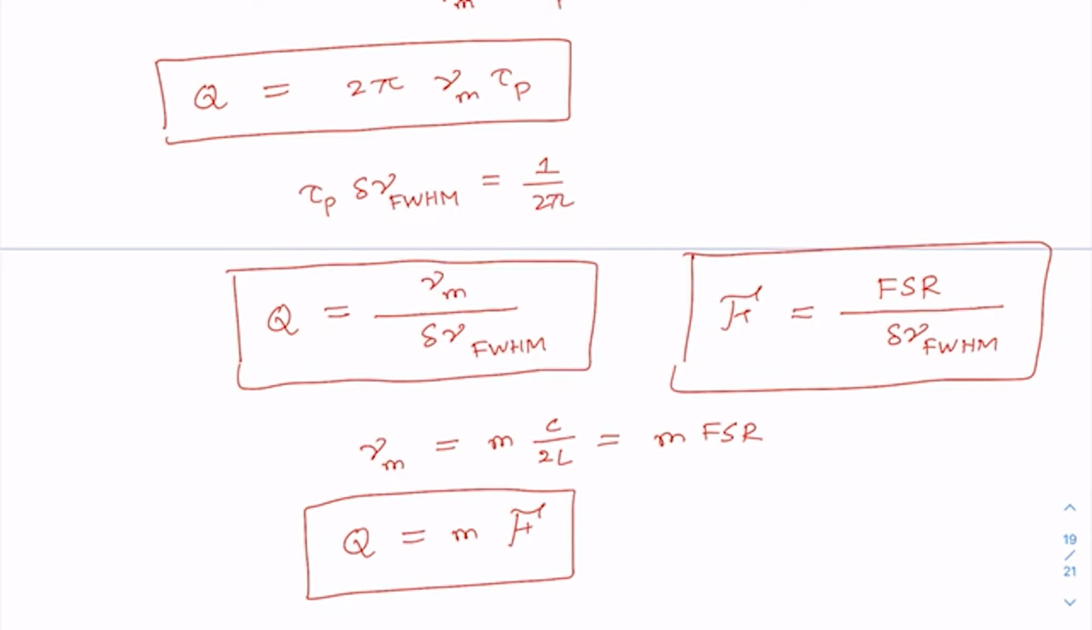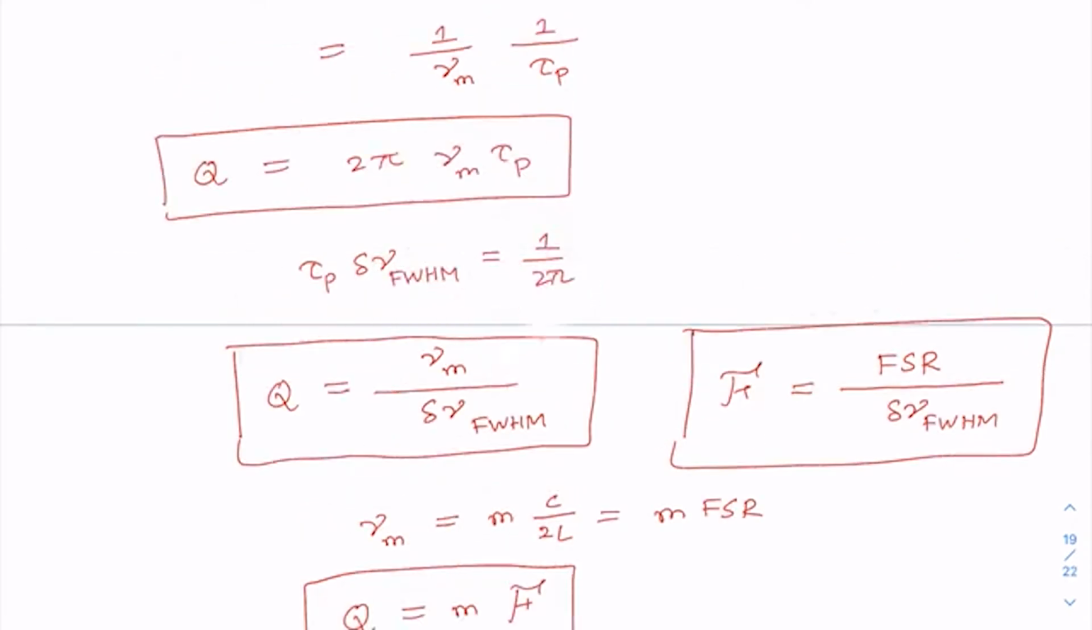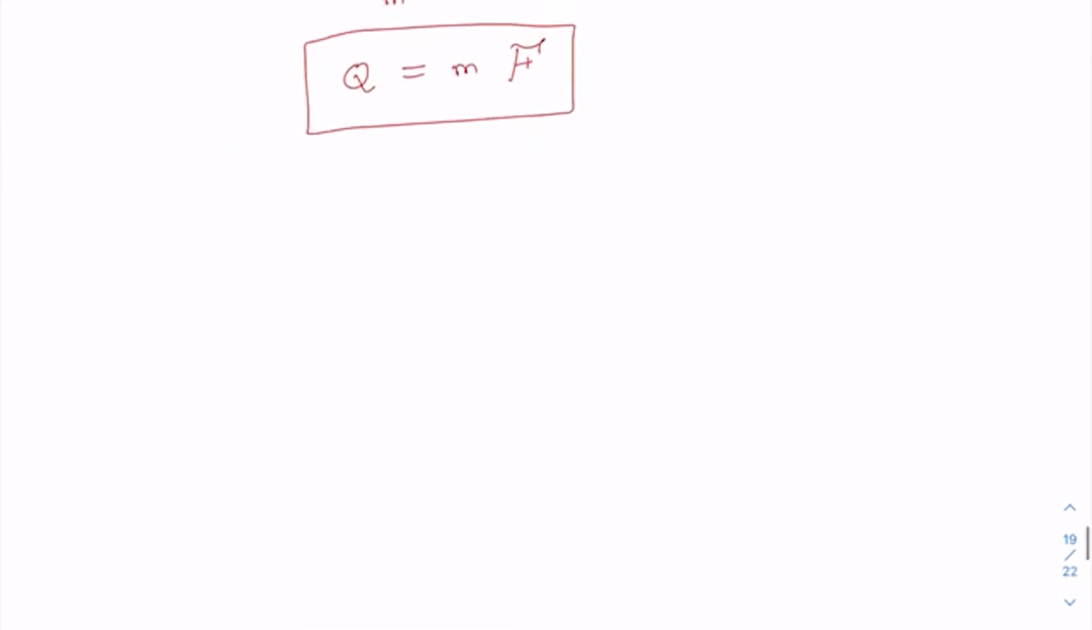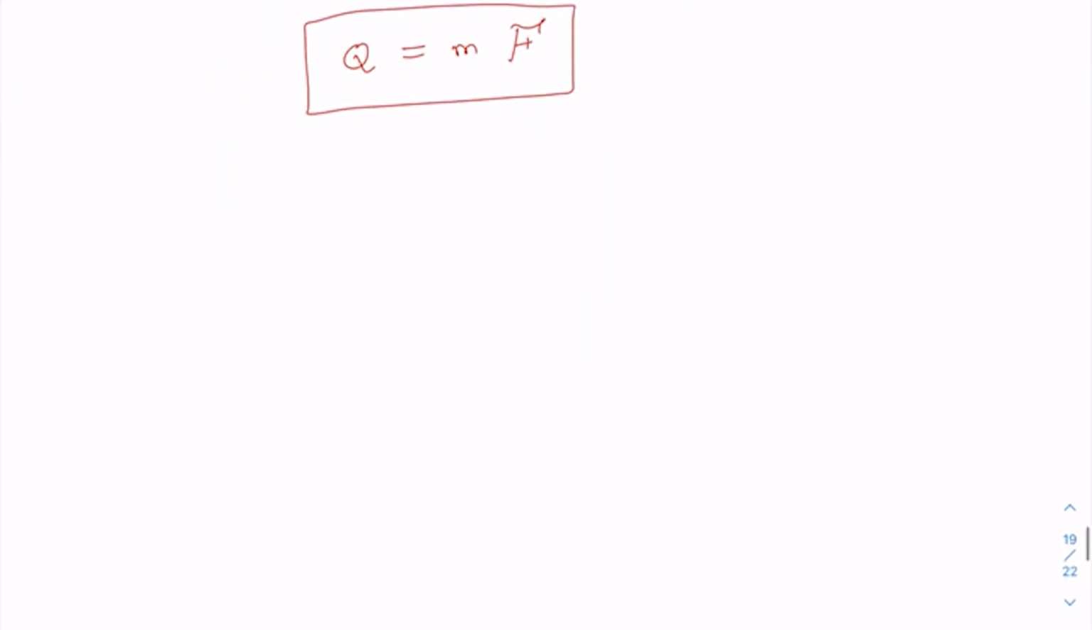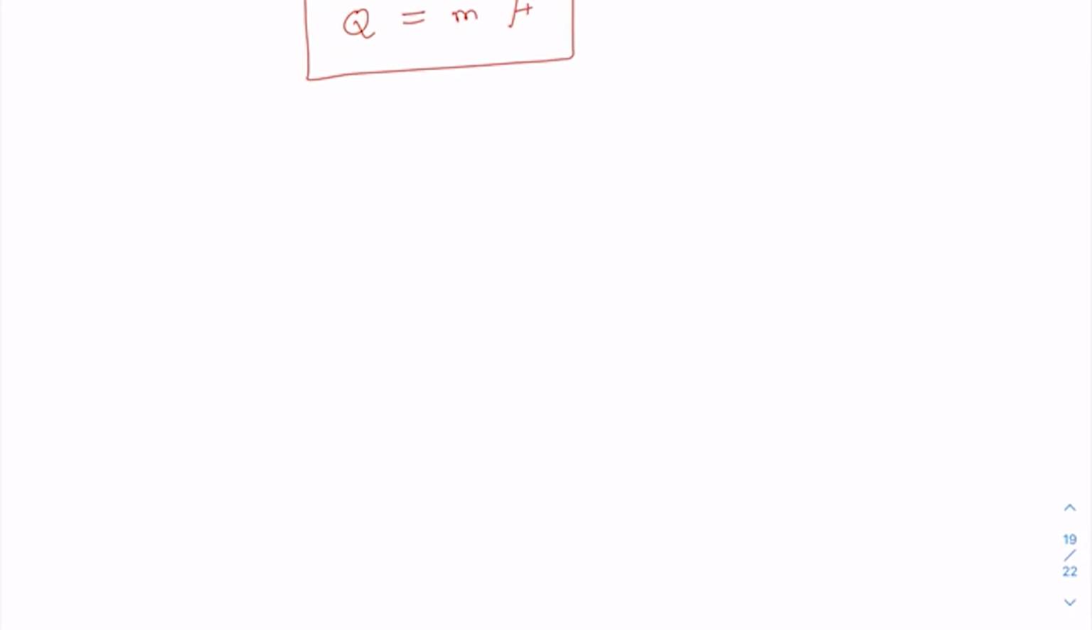It essentially gives us the idea about the number of oscillations a photon or light makes inside the cavity. We have now learned enough about the Fabry-Perot cavity. Let us now go back to our cavity optomechanical setup. In the cavity optomechanical setup, we have one mirror fixed and the other mirror is movable.